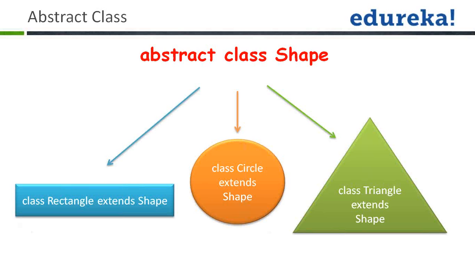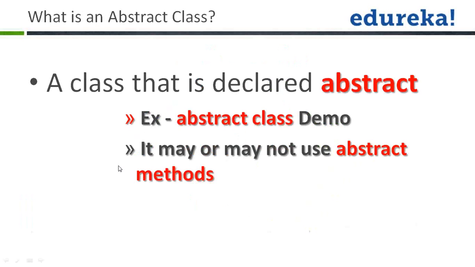Okay, like you go on the bridge and you just look down, you see that there is a sea and something present in it, but you do not know what is present inside the sea by looking over the top. Similarly, abstraction provides a look, or a prior idea of what it is, but you do not know the exact detail of what is present inside. Okay, now what is an abstract class? A class that is declared abstract, for example, abstract class Demo, it may or may not use abstract methods. Now we understood abstract class, but what are abstract methods?